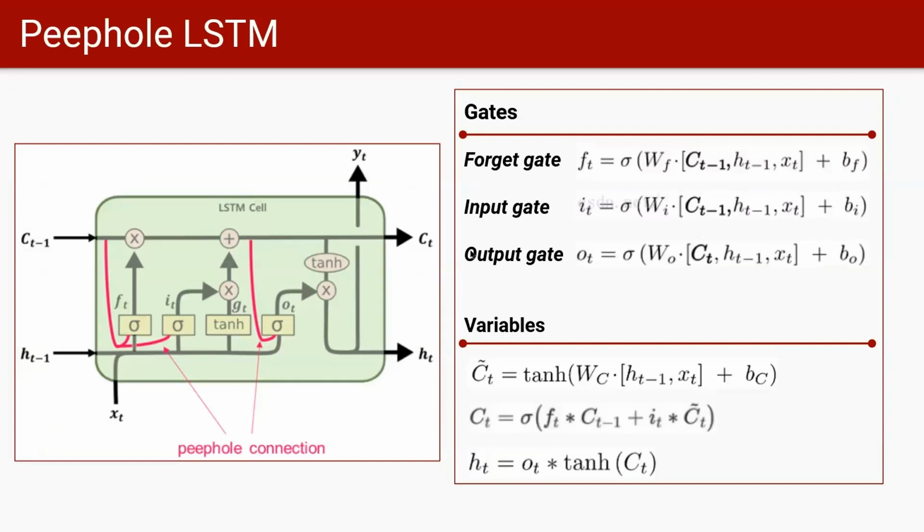The peephole LSTM is similar to the classic LSTM, but the only difference is that the sigmoid function, which performs the gate operation, does not just consider the output from the previous layer and the current input, but also considers the current cell state to decide which information to retain. Intuitively, it makes sense for the cell to know what information it currently has before updating this with the new information.